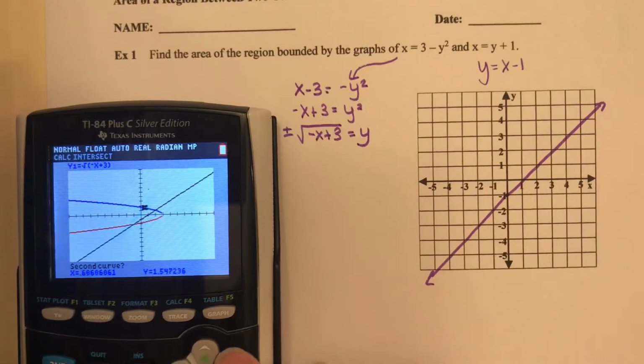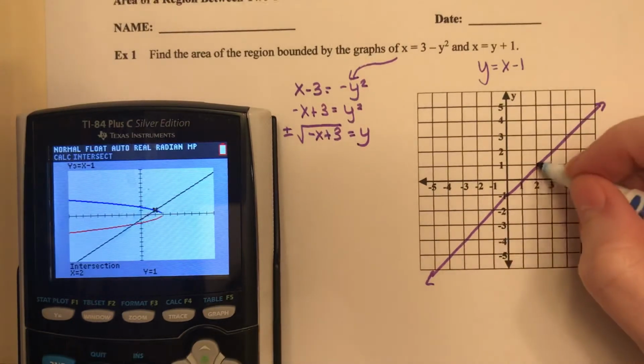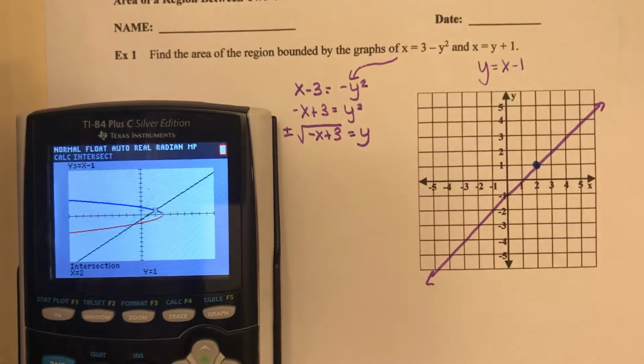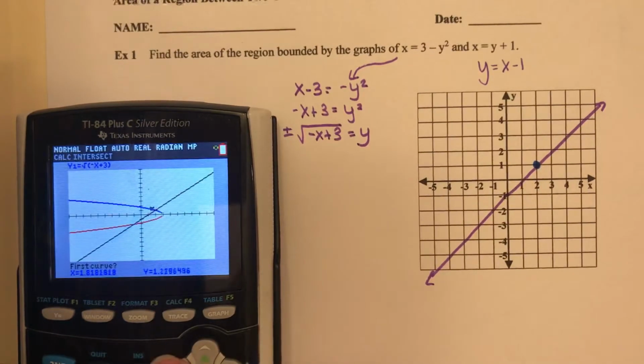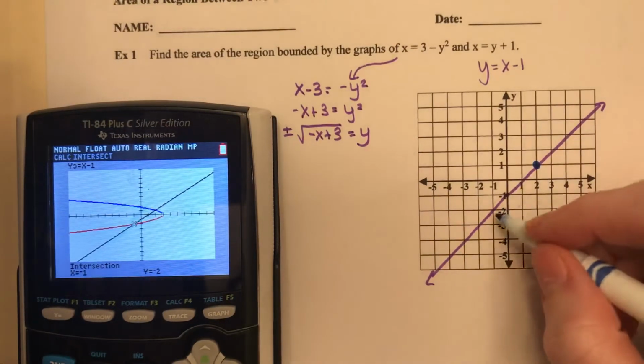So on my calculator, I've got the color codes here. I want to go between blue and black to find that first point of intersection. So that one crosses at 2, 1. So I'm going to plot a point there so I know that. And then my red and my black line, so the lower parabola and the straight line, I'm going to find where those cross. Sometimes it takes you a little bit to get the cursor to be on the right line. So that one's at negative 1, negative 2.